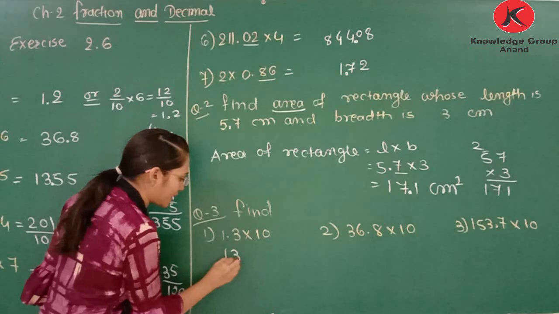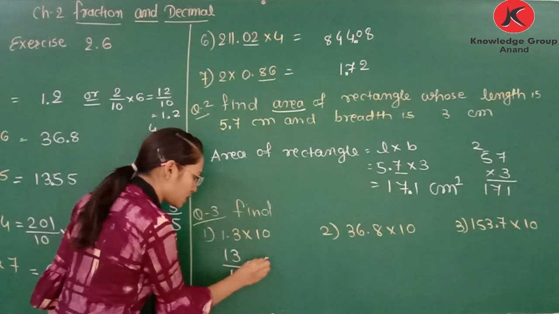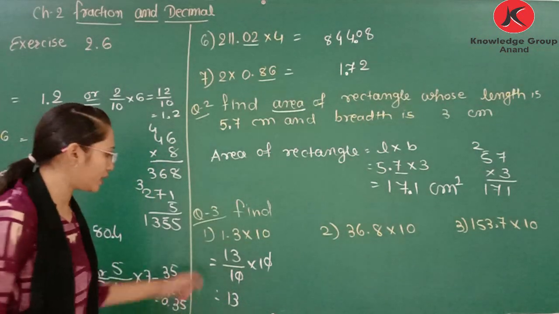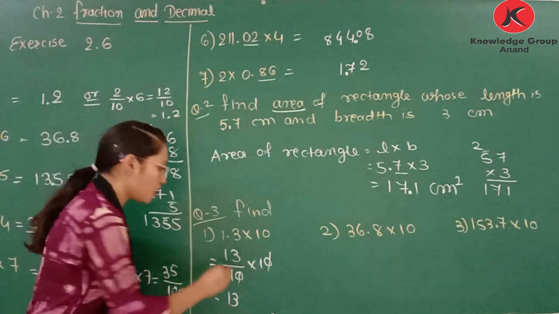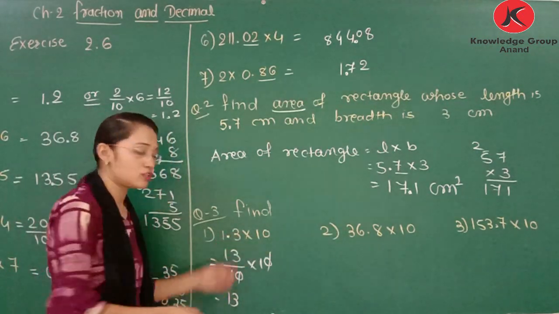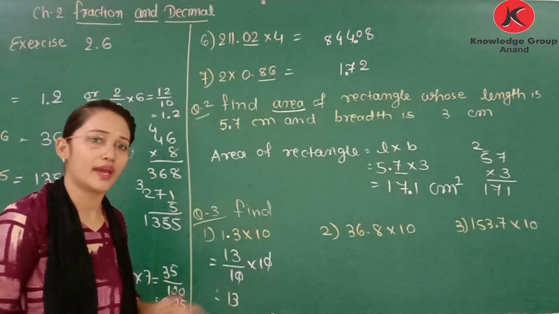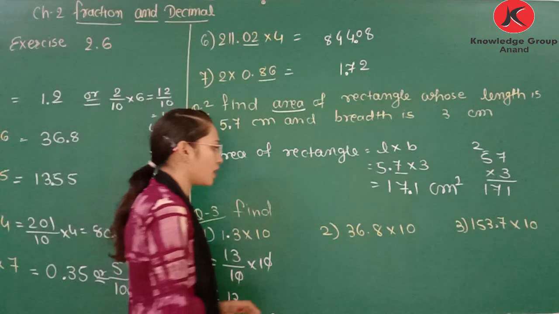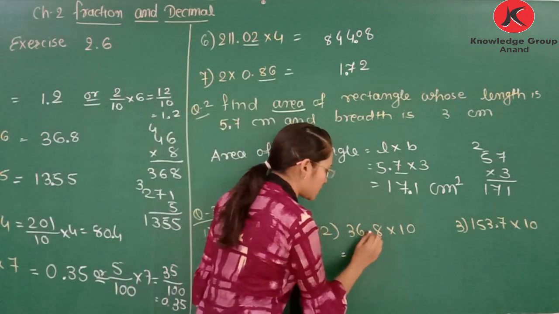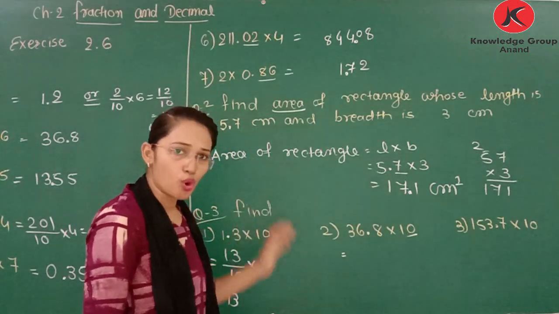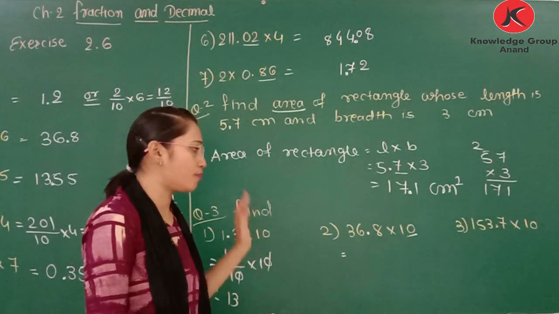Or you can write like this. Whichever method is easy for you, you can do it. So it is 13. Clear? Or you can directly write it. After moving one digit, there would be a point after 3, but there is no digit after 3, so you can write it is 13. Clear? Again, what will be the answer? Multiplying by 10 means move the decimal point one step to the right.